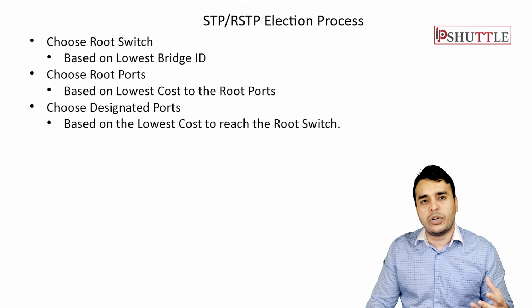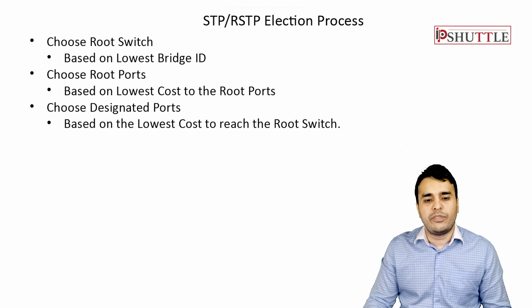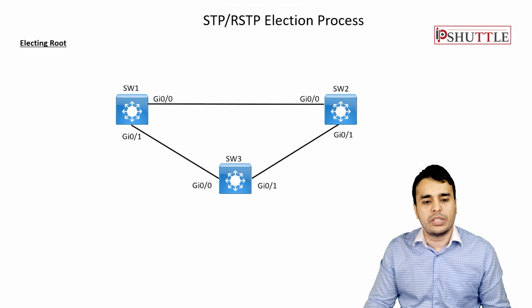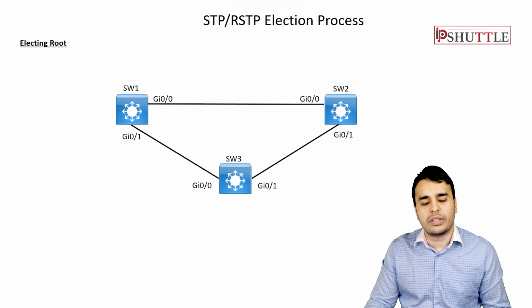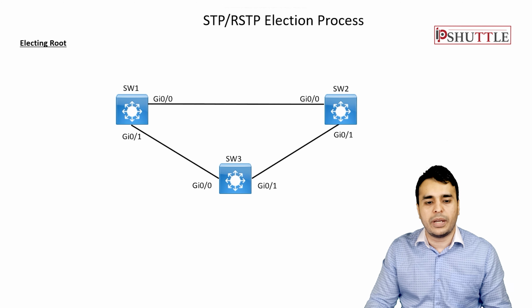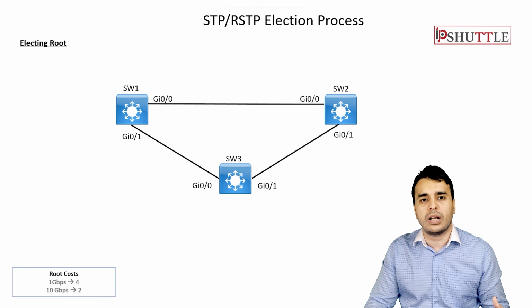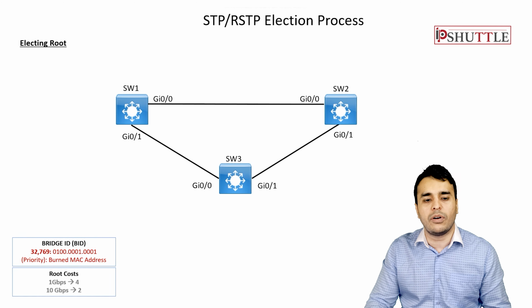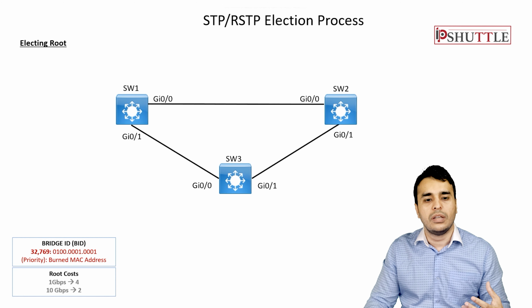Let's look into more details of the selection. For example, on the screen, if you notice, we have switch 1 and 2 and 3. By default, the moment these switches come up and the interfaces are up, what's going to happen? Everyone will try to broadcast to other switches, mentioning they are the superior switches. By default, all the root cost is 0 on the root bridge. Everyone will send a packet saying, I am the superior.